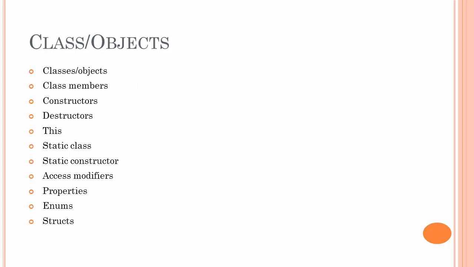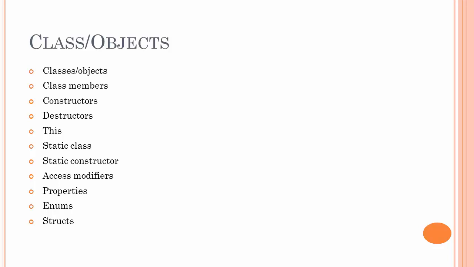Classes and objects. Classes and objects are very much important part of object oriented programming concept. So here we will learn about how to create class and objects, how to create class members, and how to create constructor and destructor inside a class, the uses of this keyword, and how to create static class and constructor. And we will also see the different type of access modifiers.